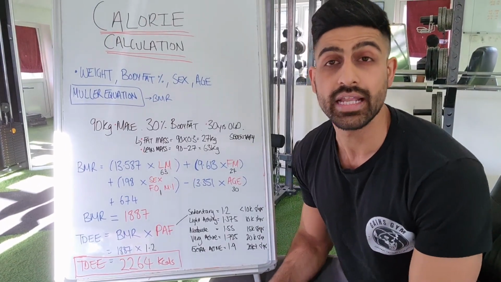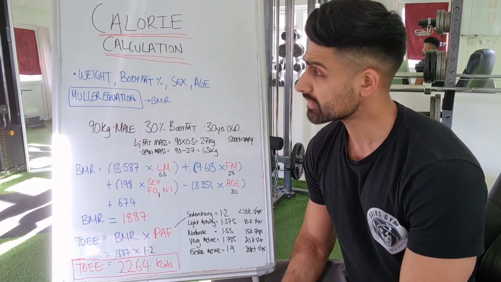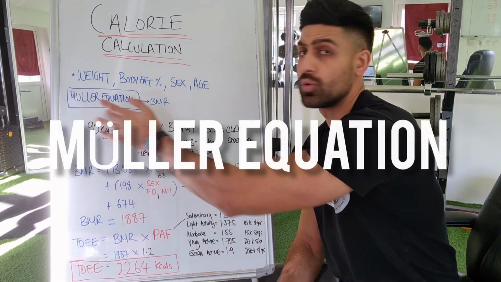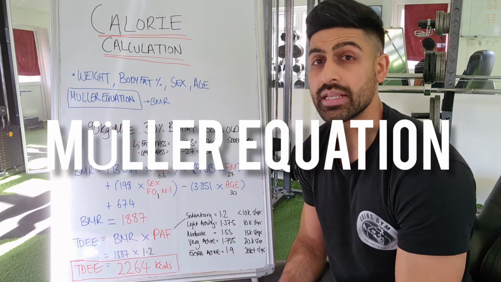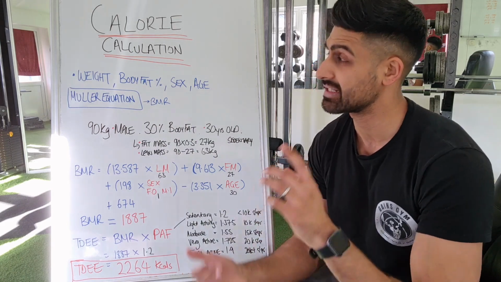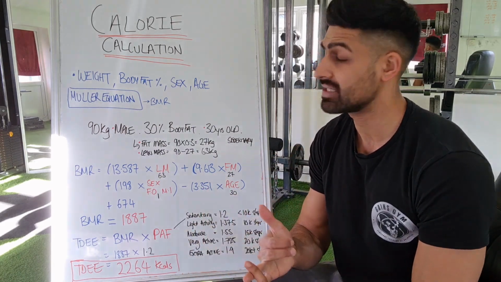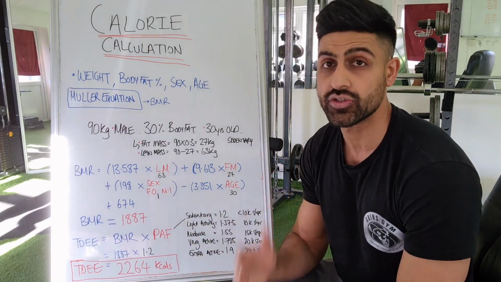What's going on, guys? In today's video we are going to be calculating your calories. To do this we're going to be using the Miller equation. The reason why I like to use this equation in particular is because it takes into consideration quite a few different factors. So it takes in your weight, your body fat percentage, your sex, male or female, and your age.